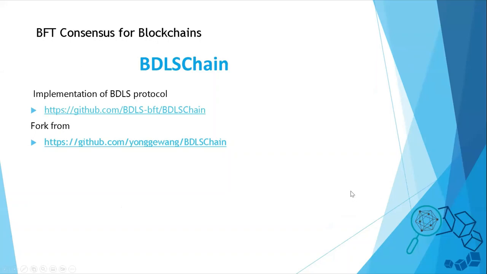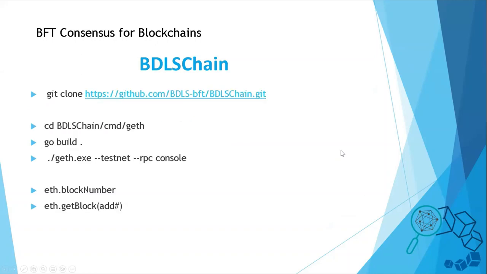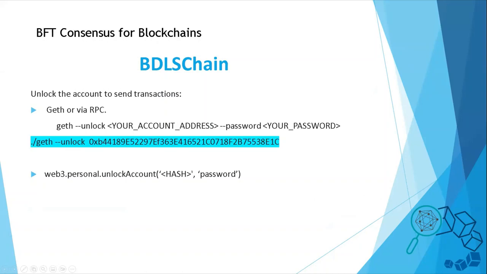Now I'm going to talk about the BFT consensus for blockchains in general. We do have an implementation called BDLS chain. The code is in the BDLS organization, which is part of Dr. Yongge Wang's work, as we created an organization for BDLS itself so people can contribute. Also, I put the implementation here for you guys to give it a try. Basically, it's on Geth network, which is the Go implementation of the Ethereum network. By default, the account is locked. I put various ways to unlock the account using Geth or using Web3.